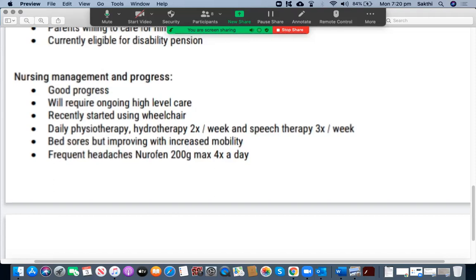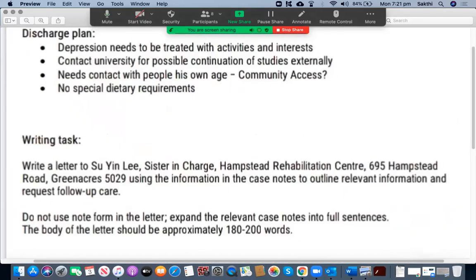Bed sore, but improving. So try not to do that. Improving the increased mobility, you should have used maybe something else instead of mobility. You should maybe use ambulation. So you should have mentioned it, but it is being controlled by increased ambulation, something like that. Increased walking, increased movement, something like that. Try not to use the same words, please. Frequent headache, Neurofen. That's all right. And depression needs to be treated, activities and interests. That's good.